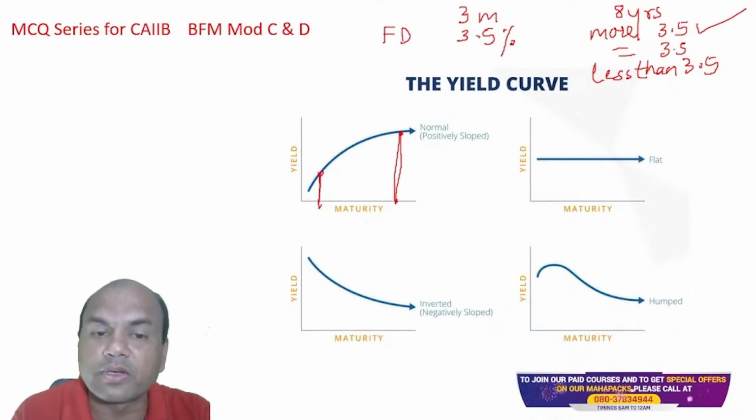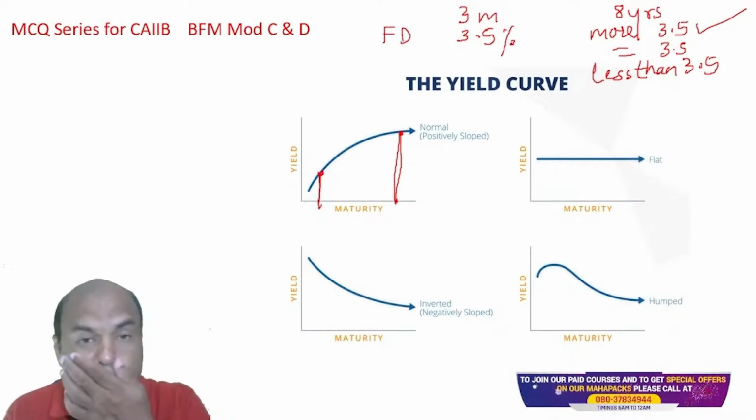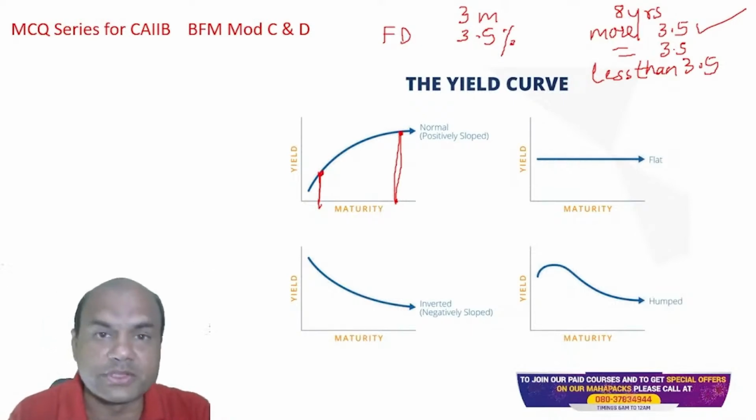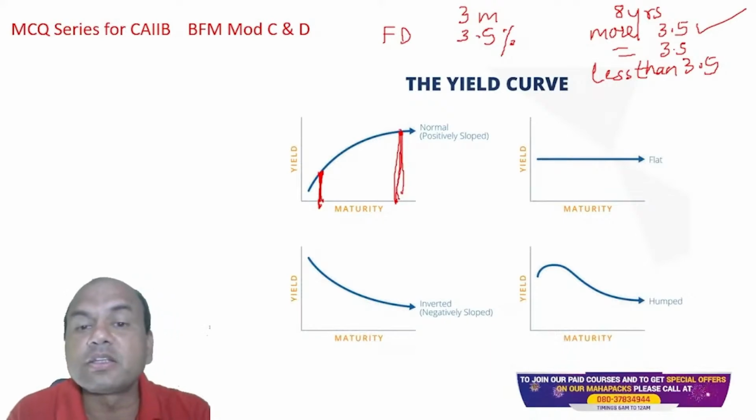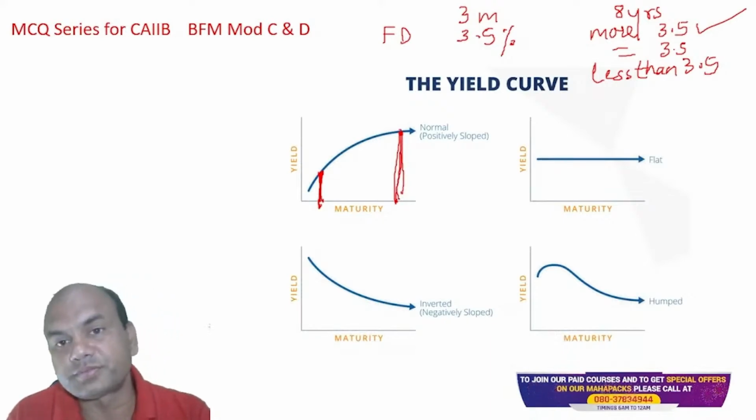The rate of interest over here is lower. Now apply the same logic to bonds. Bonds with the lower maturity will have lower interest. Bonds with the higher maturity will have higher interest. This is a normal yield curve.